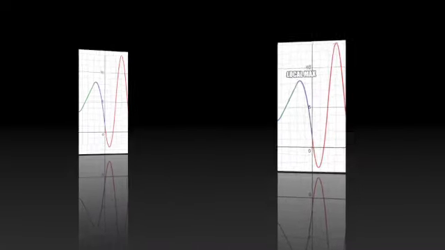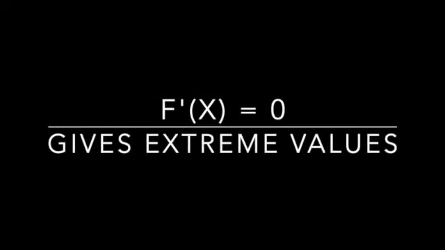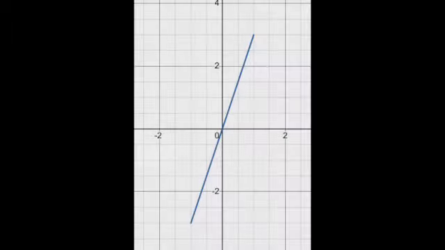These are called local max or mins because they are the max and mins for the local area in the function. That's why when setting the derivative equal to 0 to find these points, they're called extreme values, because we have to test them to see if they actually are absolute maximums or just local. But still, pretty useful. Okay, but what about this graph?